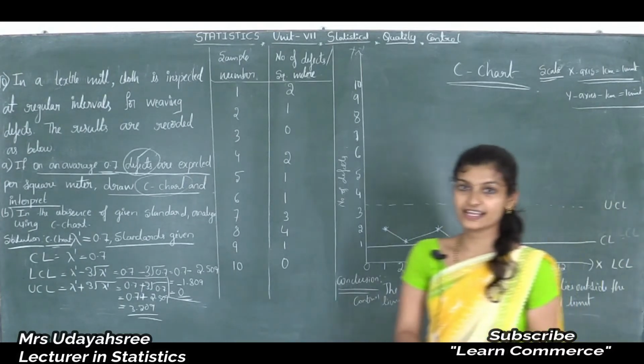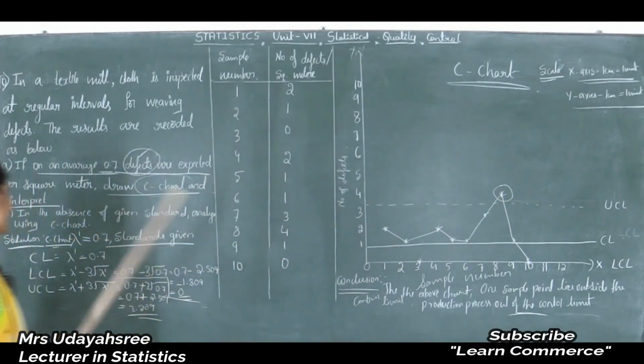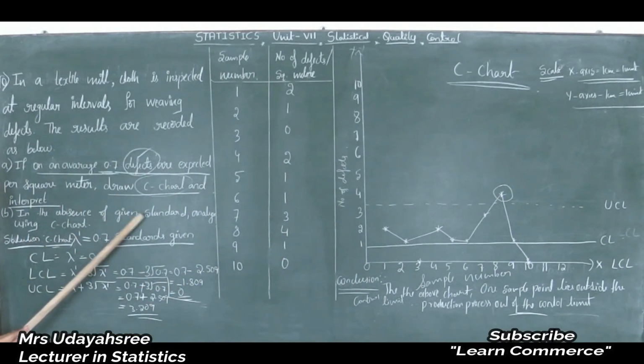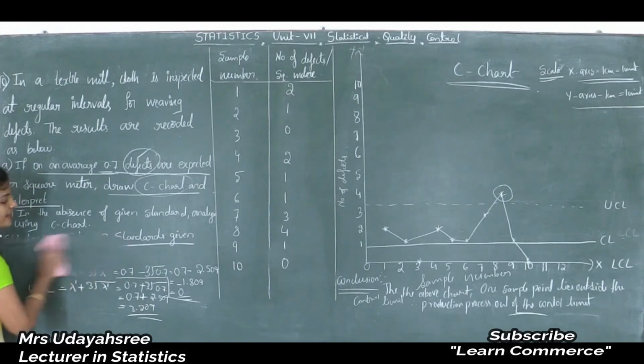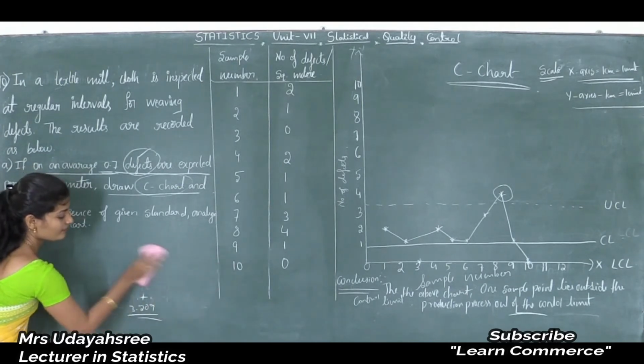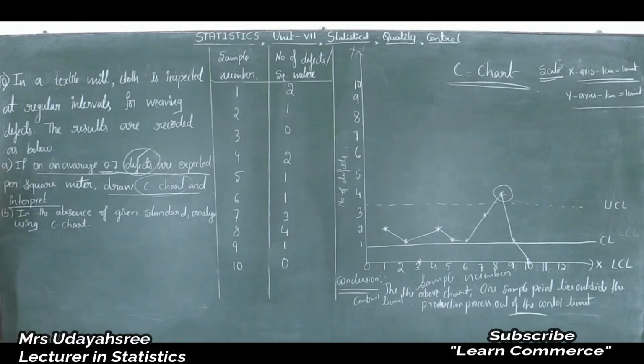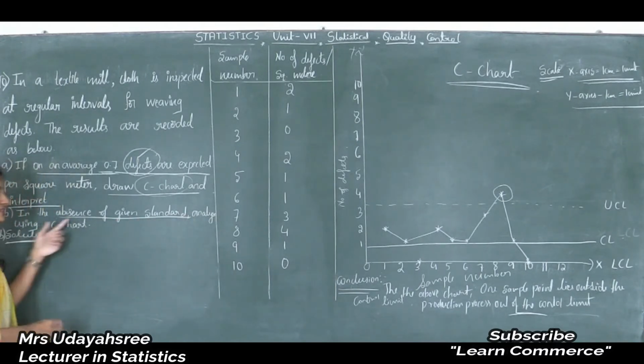Next, let's see the second sub question. So, the second sub question is like this, that is, in the absence of given standard, analyze using C chart. So, how to analyze C chart in the absence of given standards? So, this is the solution for the second sub question. So, in the absence of given standards, in the sense what, that is, standards are not given.